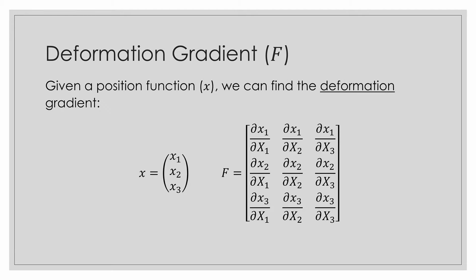If we're given a position function x, we can find the deformation gradient. If we have x equal to x1, x2, and x3, we can find this deformation gradient F. As we can see here, this is a tensor, a second order tensor, or if you're more interested, a 3x3 matrix. And if we look at what's inside that matrix, it looks pretty crazy. You're thinking, oh my God, what have I got into? What am I going to do?